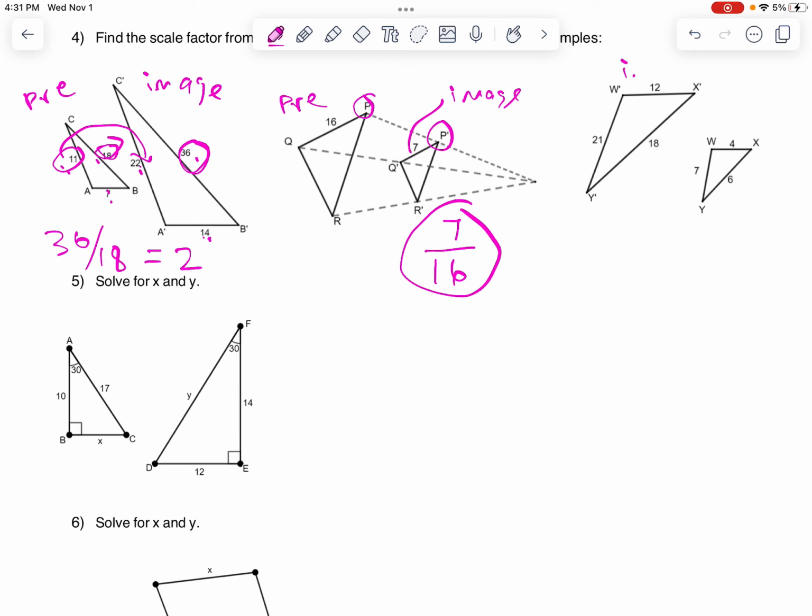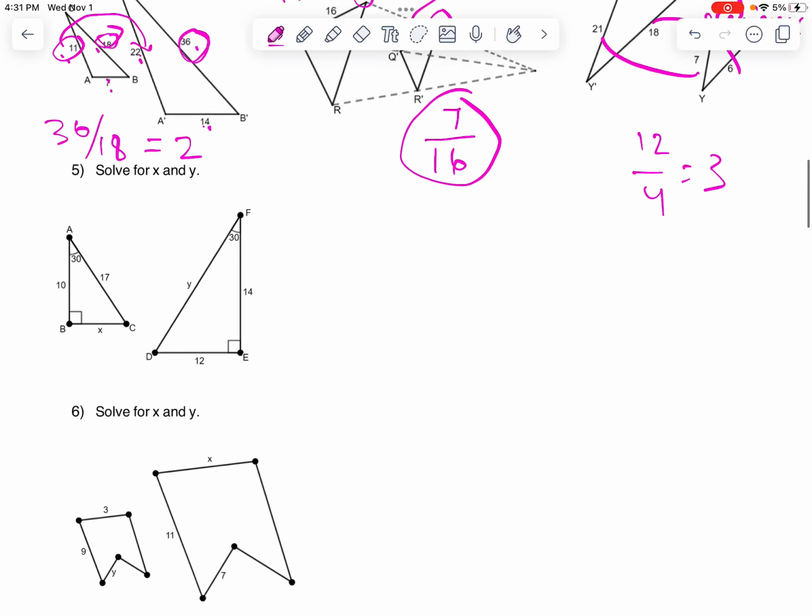Here I flipped it around a bit, so this is the image, this is the pre-image, and again it's the new, 12 divided by the old, 4. 12 divided by 4 is 3. All right, so scale factor is 3. And that makes sense, right? Because 4 times 3 is 12, 6 times 3 is 18, 7 times 3 is 21.